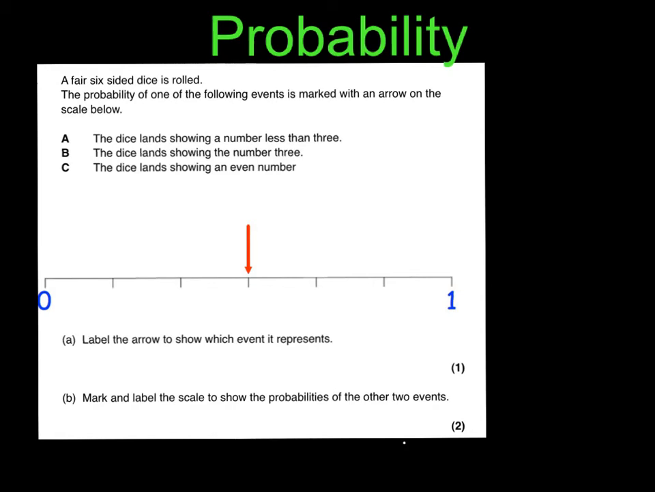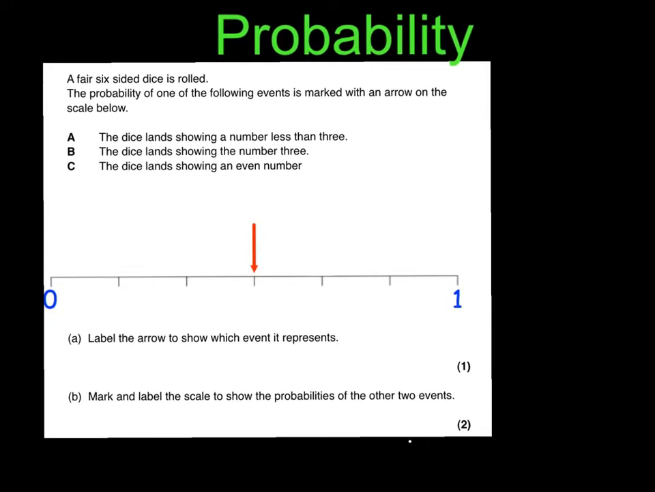Okay, so probability. A fair six-sided dice is rolled. As soon as I read that, I know the numbers on the dice are going to be number 1, number 2, number 3, number 4, number 5 and number 6. They're all the possible options. And it says the probability of one of the following events is marked on the arrow below.